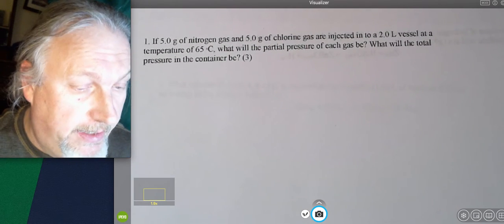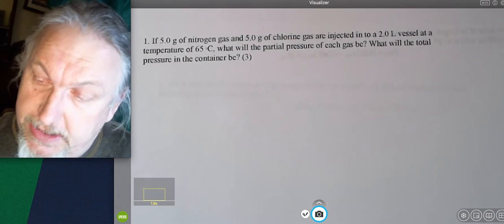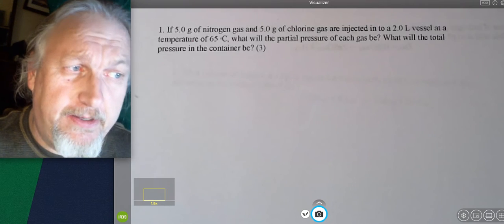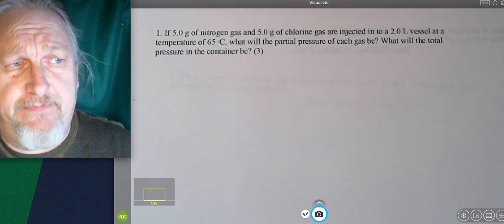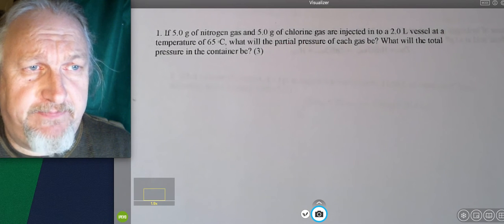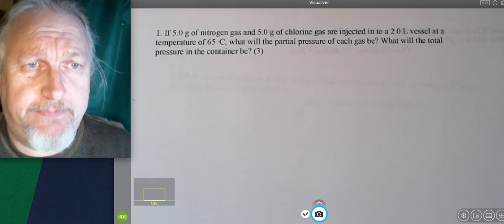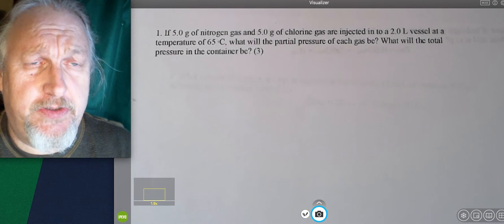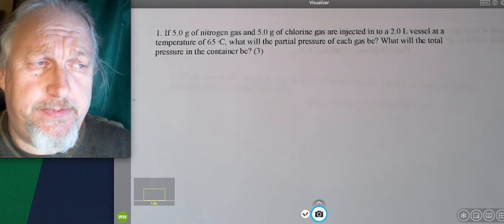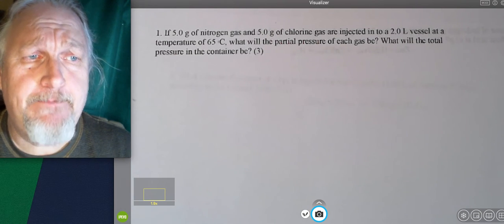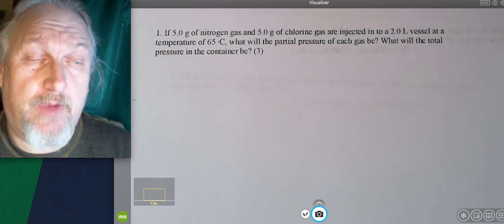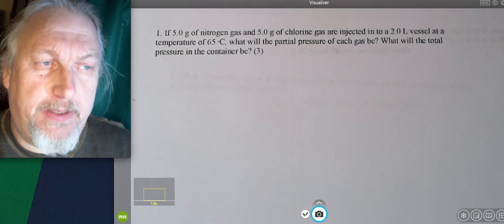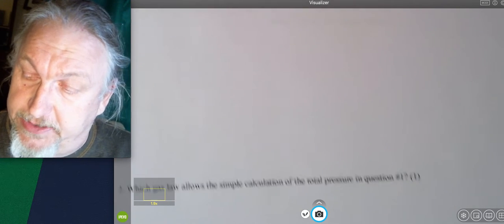This is 6B, gas laws 2. Very interesting problem. All right, let's read what it says. If 5 grams of nitrogen gas and 5 grams of chlorine gas are injected into a 2-liter vessel at a temperature of 65 degrees C, what will the partial pressure of each gas be? Then, what will be the total pressure of the gas in the container?